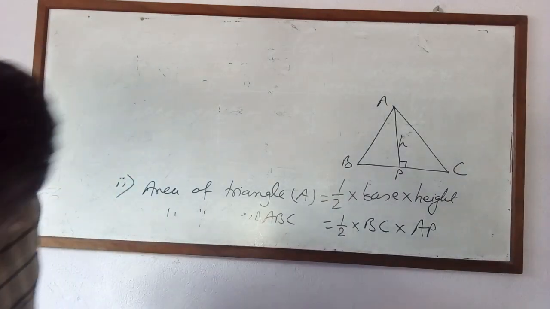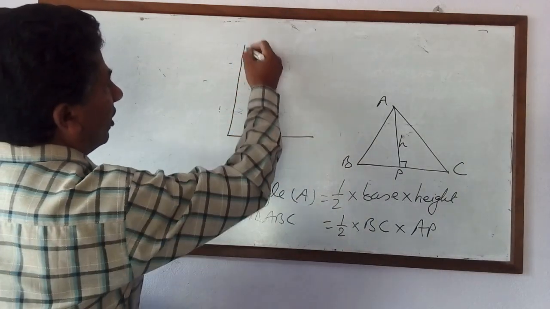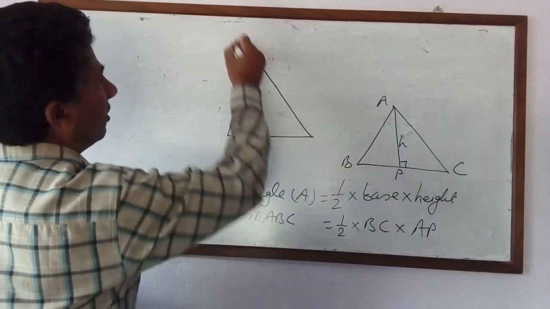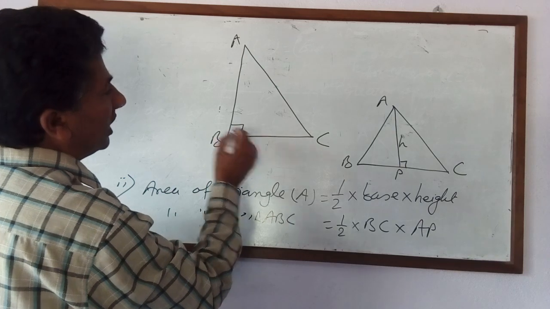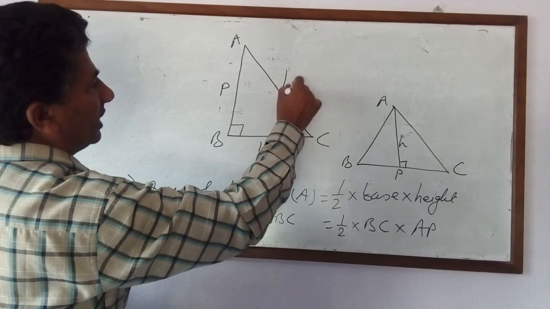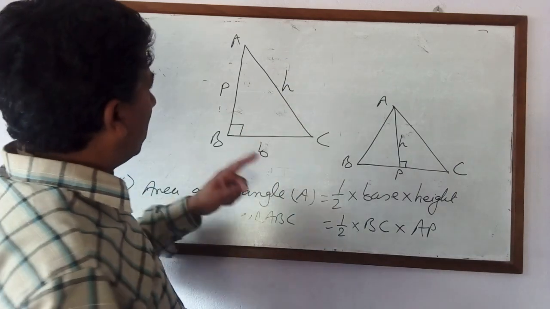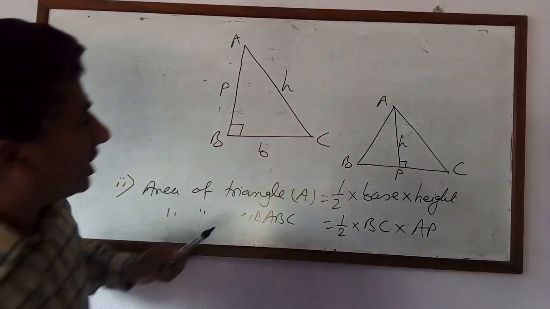In case of a right angle triangle, suppose this one is a right angle triangle, ABC. In this case, this is 90 degrees. If this one is P and this one is B, now the area of triangle ABC for this right angle triangle.